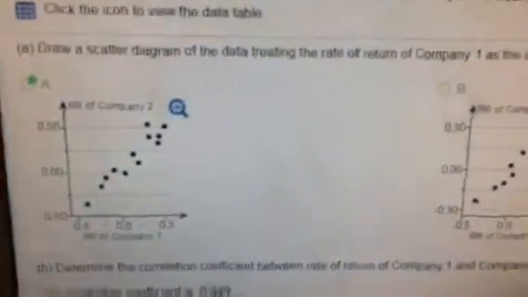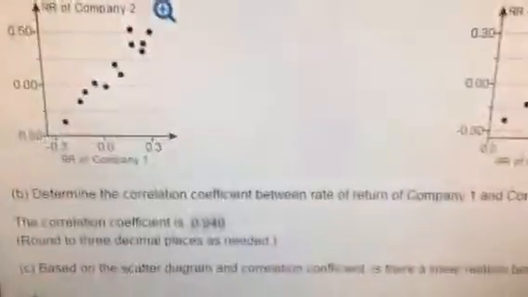Now if R is 0, that means there's no linear correlation. If R is close to -1, it means there is a correlation and it has a negative slope. If R is +1, that means there is a linear correlation and it has a, whoops, this is a negative slope, that's a positive slope. Okay, so back to this. Notice how this is leaning to the right, so it's a positive slope.